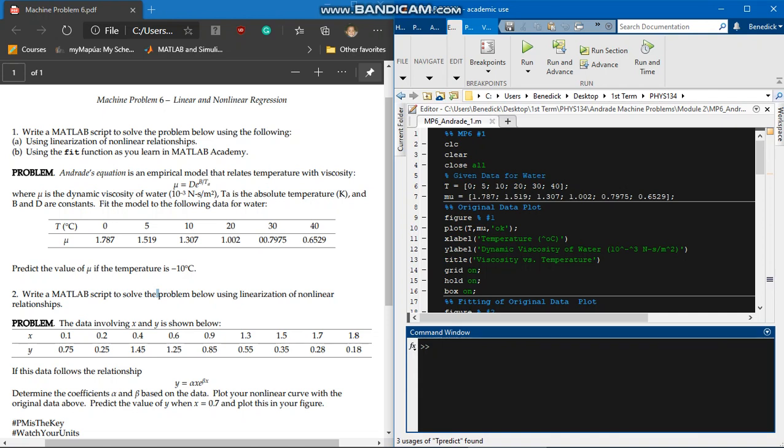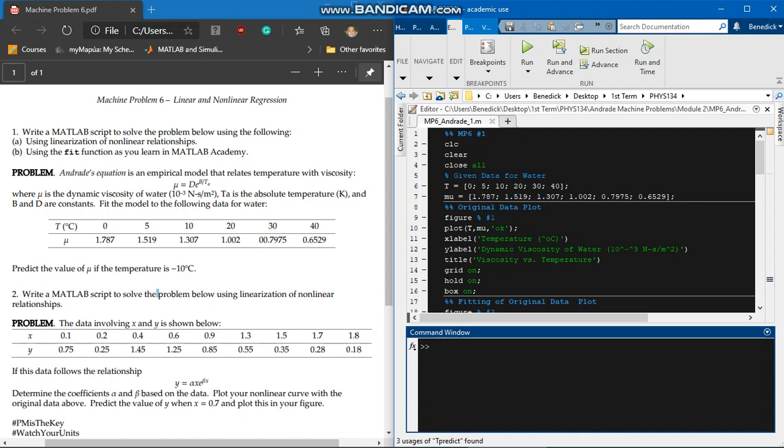Hey guys, today I'm going to discuss my code on machine problem 6, which talks about linear and nonlinear regression. For this demo, I chose problem number 1, which is the Andrade equation.